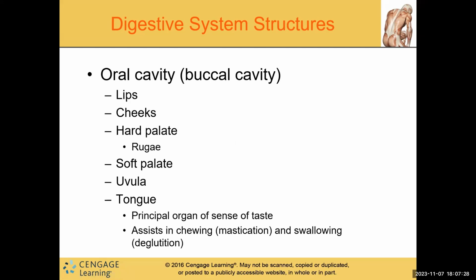The oral cavity, also known as the buccal cavity. Whenever you hear buccal, we're talking about the mouth. And that includes the lips, cheeks, hard palate or rugae, soft palate, uvula, which is the hanging little tube in the back, and the tongue. The tongue is the main organ we use for taste, and it also assists in chewing, which is also called mastication, and swallowing, deglutition.